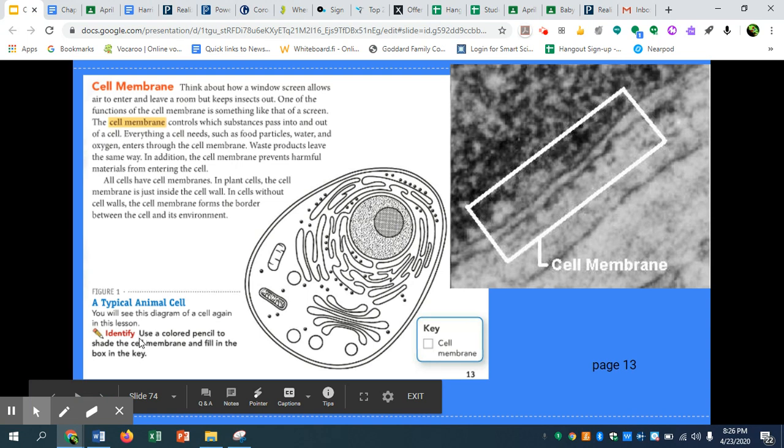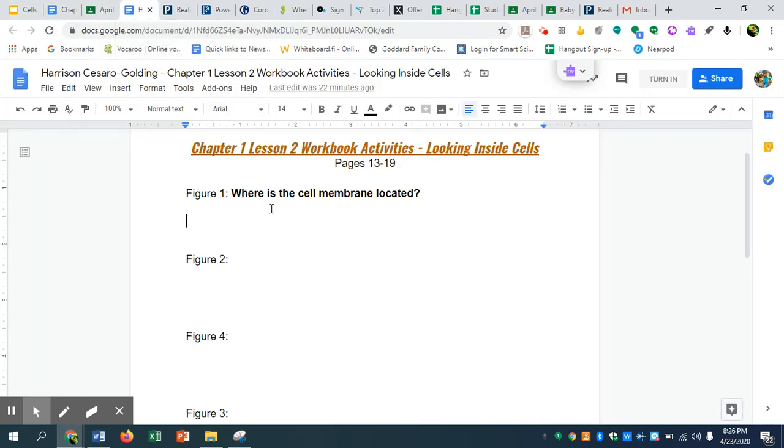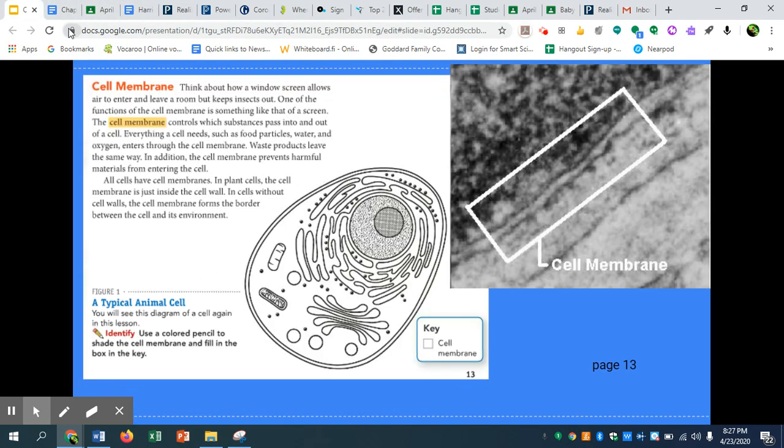Figure 1 says use a colored pencil to shade in the cell membrane. But when we go over to our activity, I wrote, where is the cell membrane located? So what we're going to write down is located on the outside of the cell. Okay, so it's that whole outside. All right, so let's move on to figure 2. And we're going to go on to our next slide here.